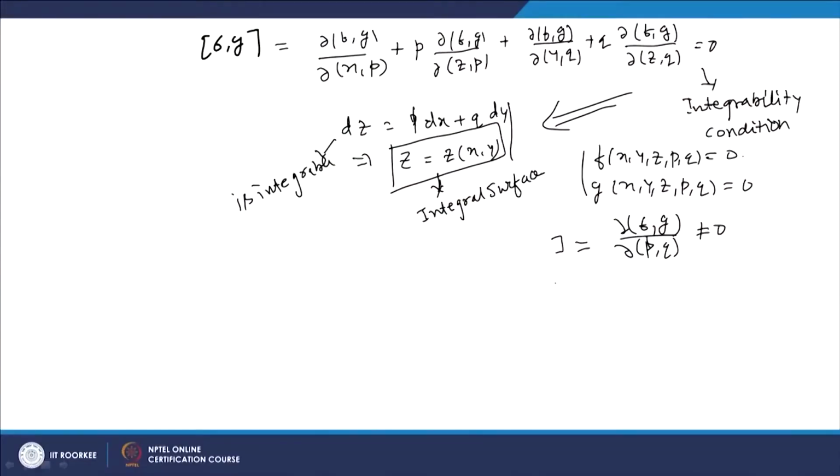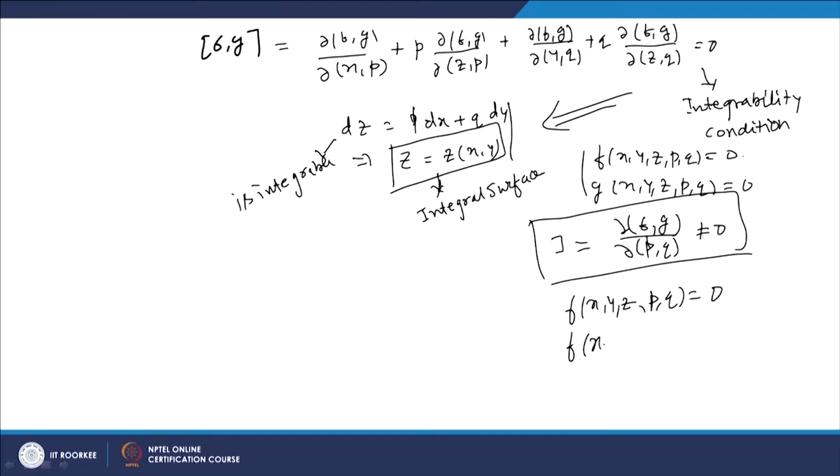And here we assume that this Jacobian is non-zero, because you can consider this example. I will take f(x, y, z, p, q) equal to 0 and g also the same equation, f(x, y, z, p, q) equal to 0. So here the Jacobian is 0, the bracket is 0, but if the form of f is complex, I cannot find p and q as functions of x, y and z.